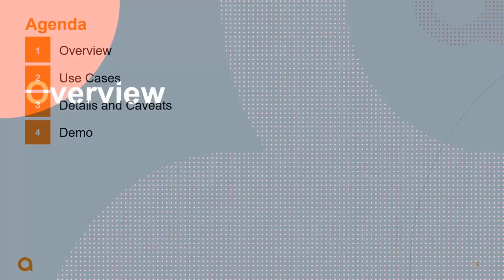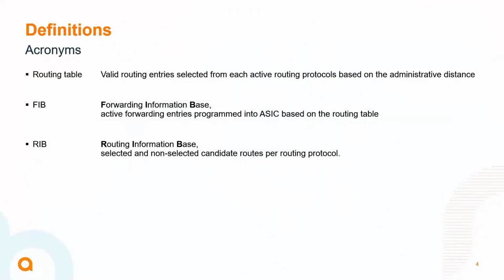So let's start with some acronyms. Routing table: this is a list of valid routing entries that are selected from each active routing protocol. That collection of selected entries is based on the administrative distance for each of those protocols. So this is the routing table.